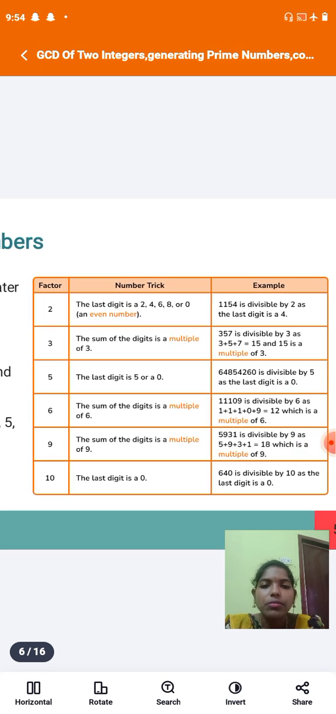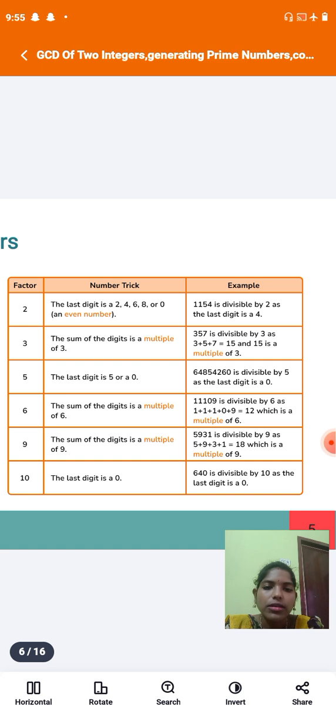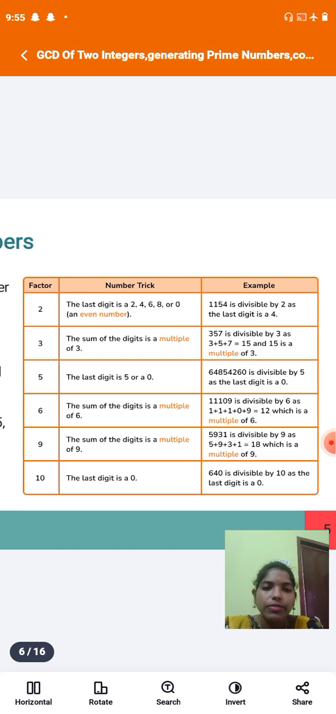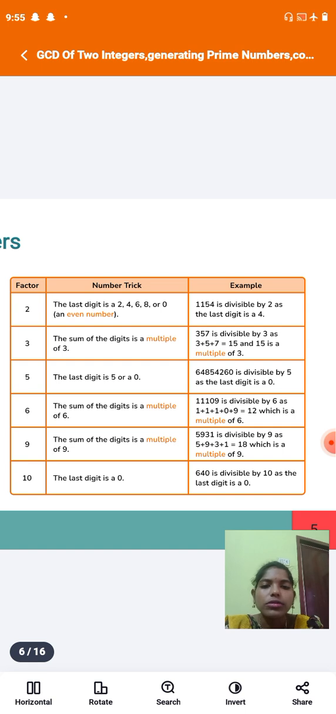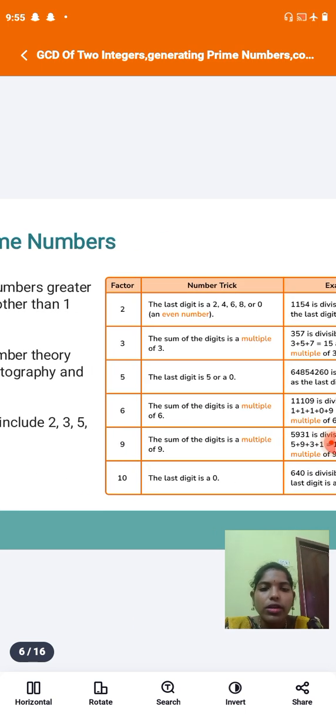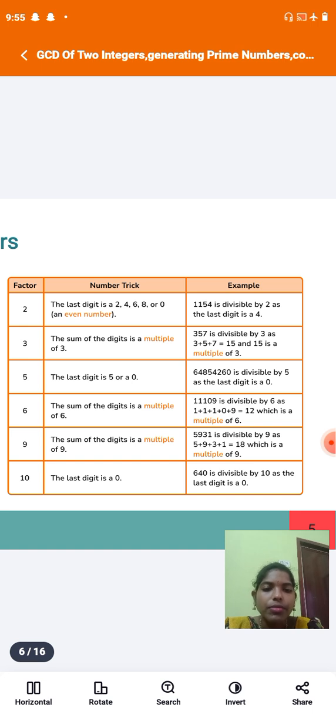If the sum of the digits is a multiple of 3, then the number is divisible by 3. For example, 357 is divisible by 3. We find that by adding the digits: 3 plus 5 plus 7 equals 15, and 15 is a multiple of 3. If the last digit is 5 or 0, then the number is divisible by 5. We have observed the five times table: the multiples always end with 5 or 0. So if a number ends with 5 or 0, it is divisible by 5.